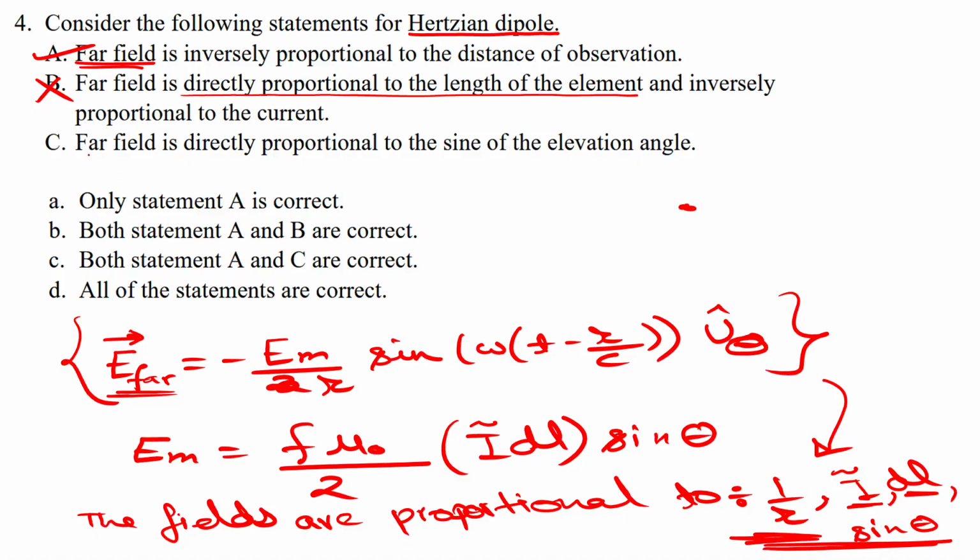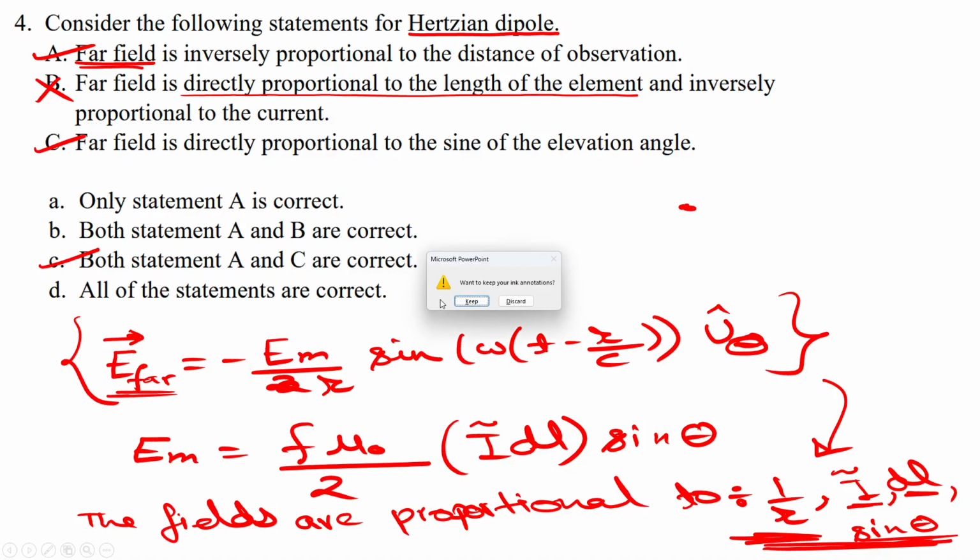And statement C is far field is directly proportional to sine of the elevation angles, means sine theta. So here it is directly proportional to sine theta. So statement C is also correct. So if we match the given options, so both statement A and C are correct. So option C is correct.